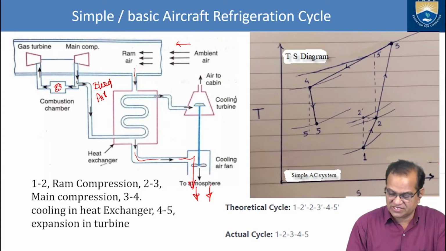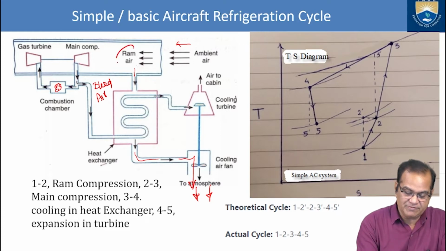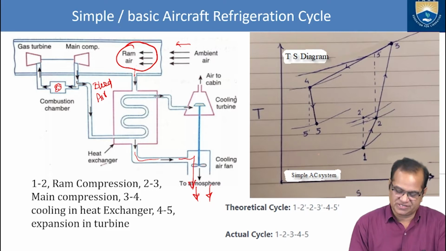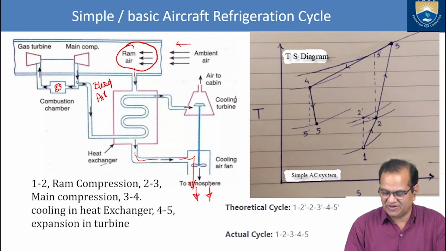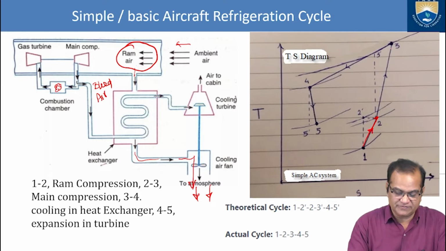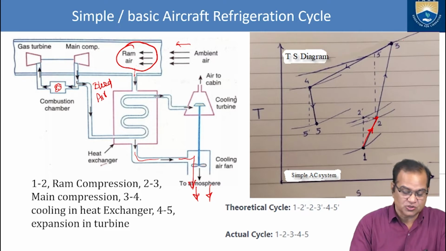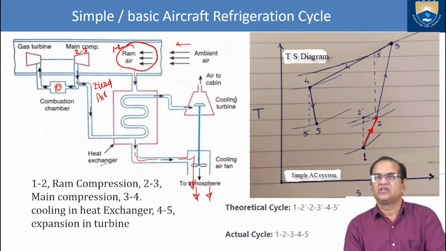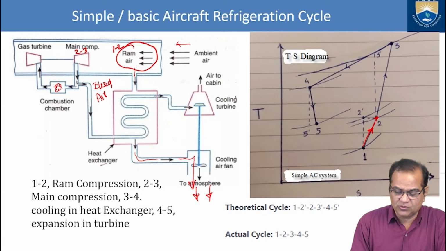I will start with 1, 2. 1, 2 is a ram compression. This you can see here. Here is the ram. Pressure is increased by this 1, 2. 1, 2 dot, or 1, 2 prime, is the theoretical one. It is an adiabatic process, but in the real sense it will not be adiabatic, and it will go like this. So this is the practical or actual cycle. From 2 to 3, it is the main compression. Here this is 1 to 2 and here this is 2 to 3. Okay, so we can compare these two diagrams.